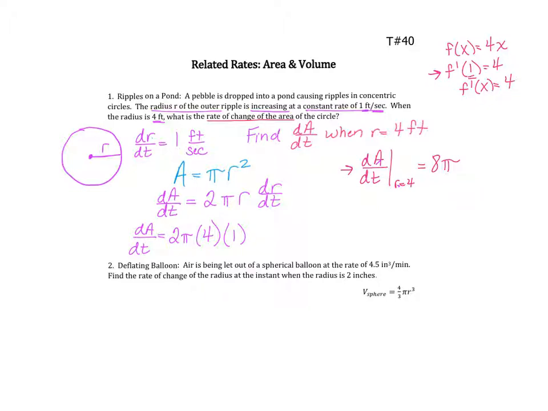Now, what else I've left out is the units. Okay, the units, I have to have that on there because units are introduced. Well, I'm doing the rate of change of the area. What would be the units for area in this problem? Well, the radius was in feet, so the units for area would be feet squared, and the rate of time was seconds, so my dA dt at r equals 4 is 8 pi feet squared per second.